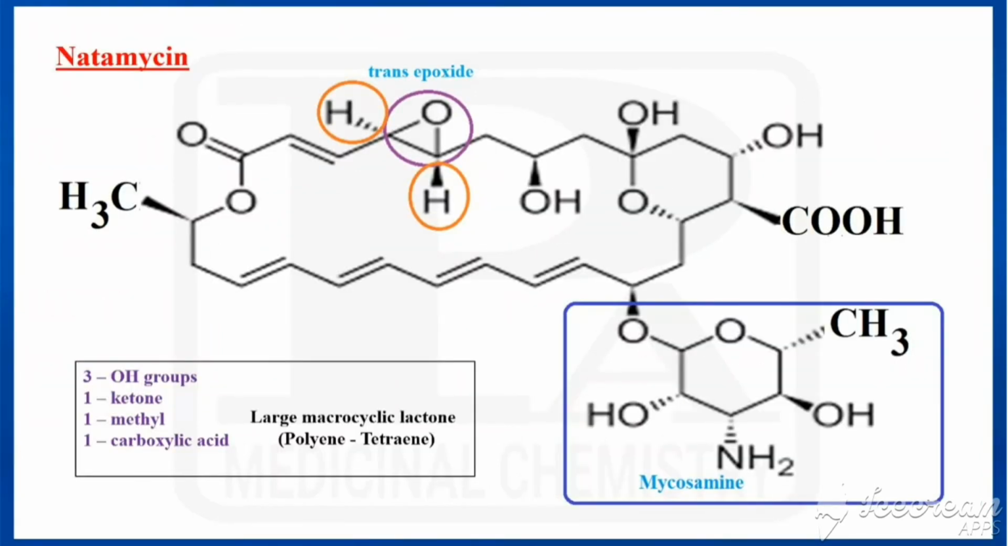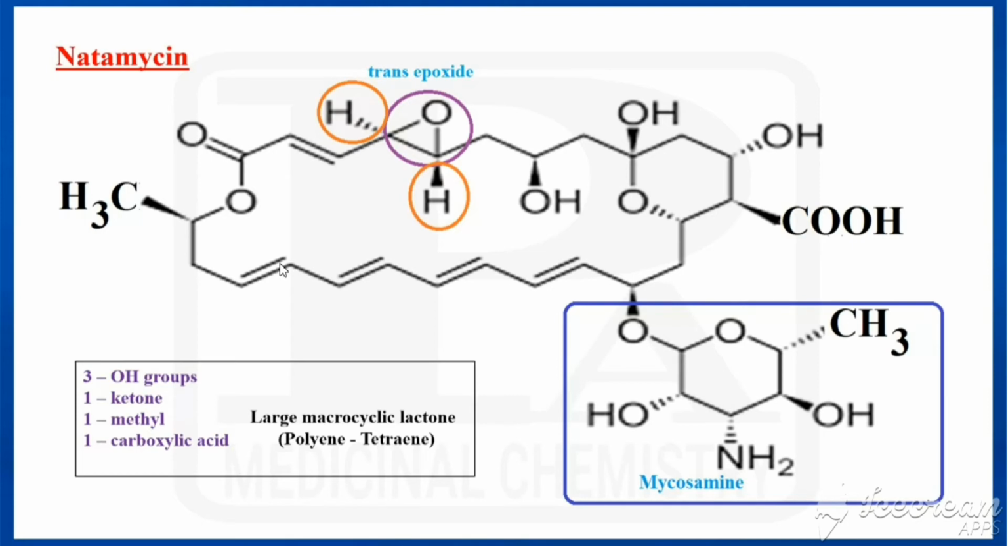Now we'll see the next one, that is called natamycin. This is also a large macrocyclic lactone ring, but that is a 26 membered one. This is the smallest one, whereas the other two are 38 membered, but this one is a 26 membered one. How many hydroxy groups are there? 1, 2, 3. 3 hydroxy groups, 1 ketone, 1 methyl, 1 carboxylic acid.